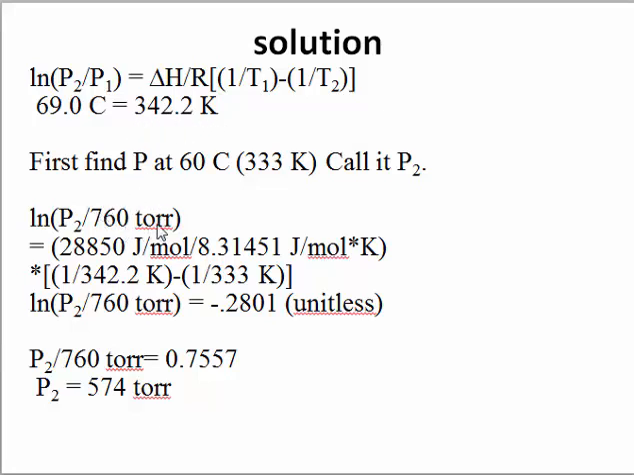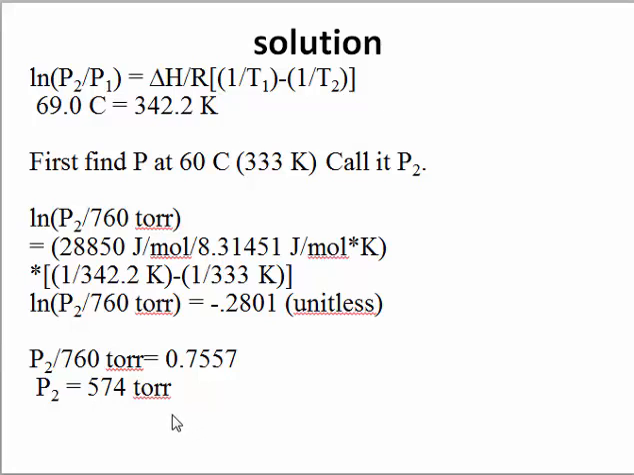We'll call that 760 in this case, because 760 torr is equal to 1 atmosphere. This means when we solve for P2, it will be in torr. Plugging numbers into the right-hand side in this case gives a unitless answer. That's good. The natural log of P will be unitless on the left-hand side. And then we take the inverse log of both sides. That gives P2 over 760 torr on the left equals 0.7557, multiplied through by 760 torr. And P2 is 574 torr. So if you lower the temperature from 69 to 60 Celsius, the vapor pressure falls from 760 to 574 torr.